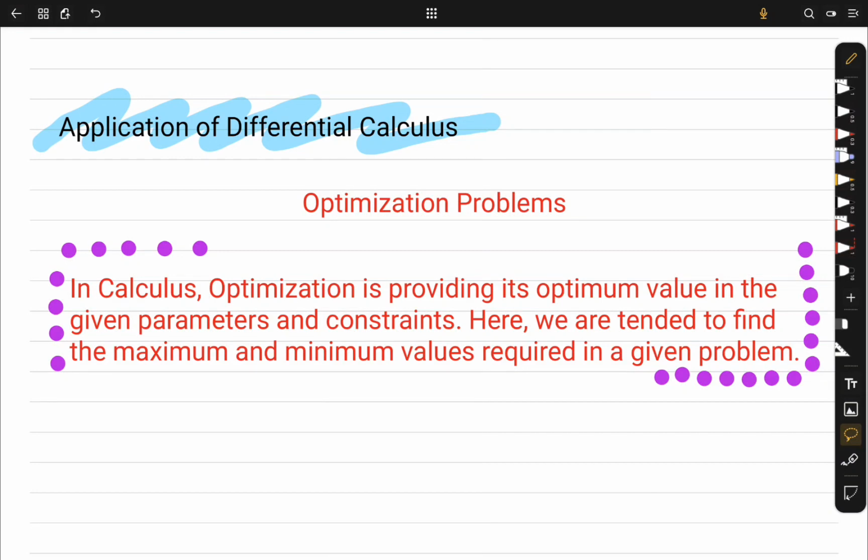Here we're going to use the knowledge, yung mga natutunan natin in our previous lessons regards sa ating differential calculus. So ano nga ba pag sinabi nating optimization in calculus? So optimization is providing its optimum value in the given parameters and constraints. So dito, meron tayong certain condition dahil nga it is a problem that we need to solve. So here, we are tended to find the maximum and minimum values required in a given problem.